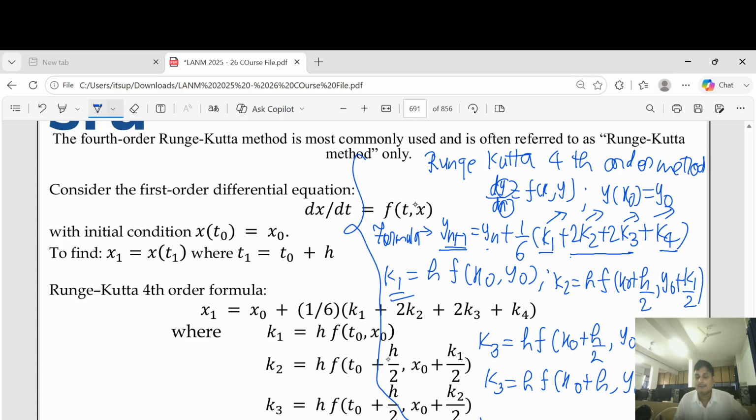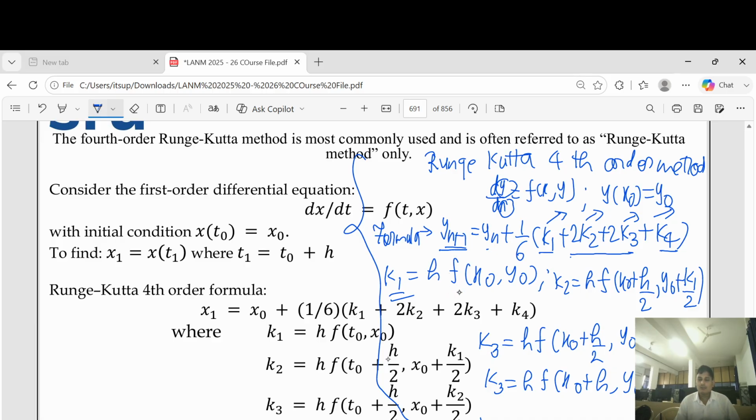So this is the overall algorithm. If any differential equation dy by dx is equal to f of x y is given, and one initial condition y of x naught equal to y naught is also given in the question, and the h value is also given, then you apply the formula y n plus 1 is equal to y n plus 1 by 6 of k1 plus 2 k2 plus 2 k3 plus k4.